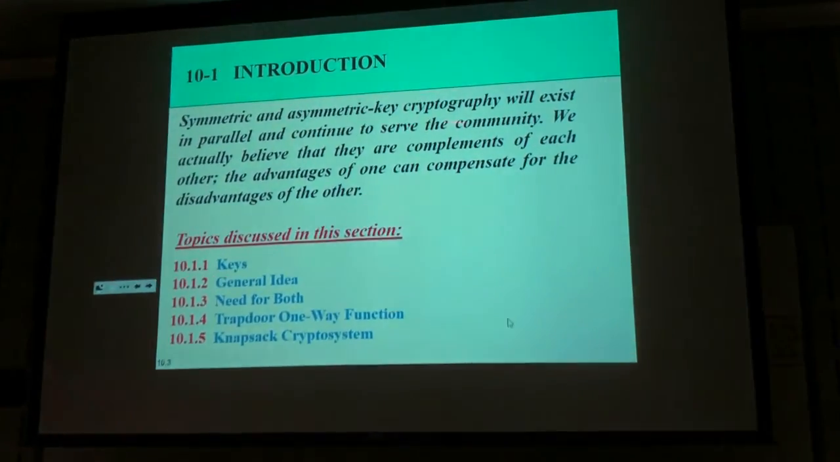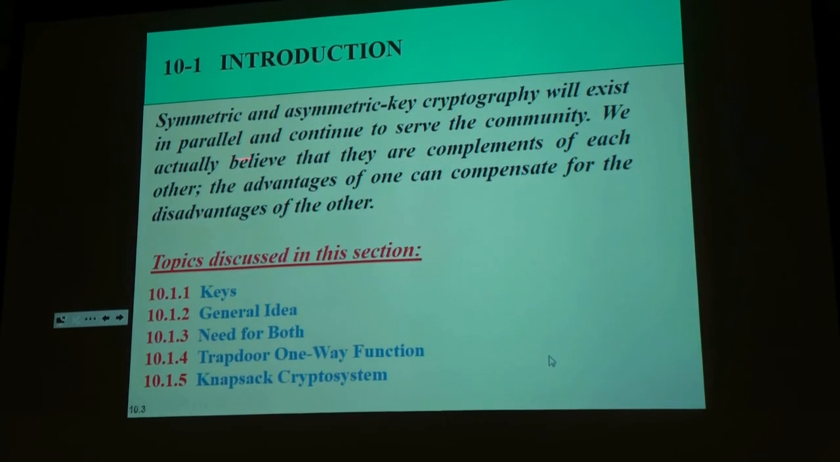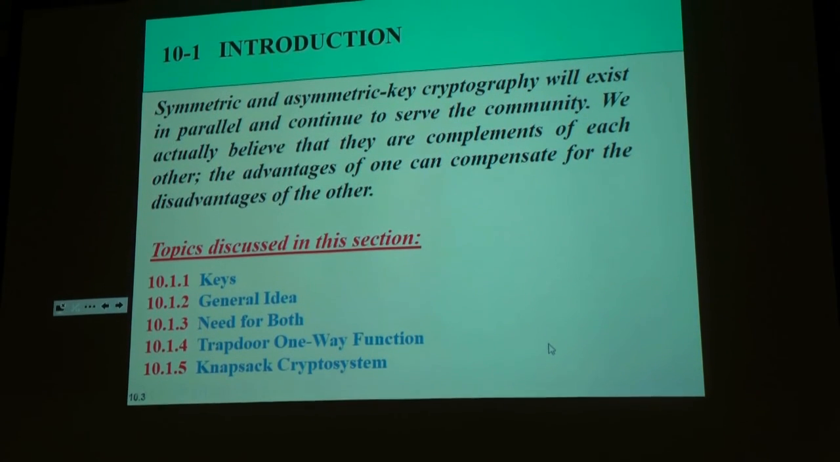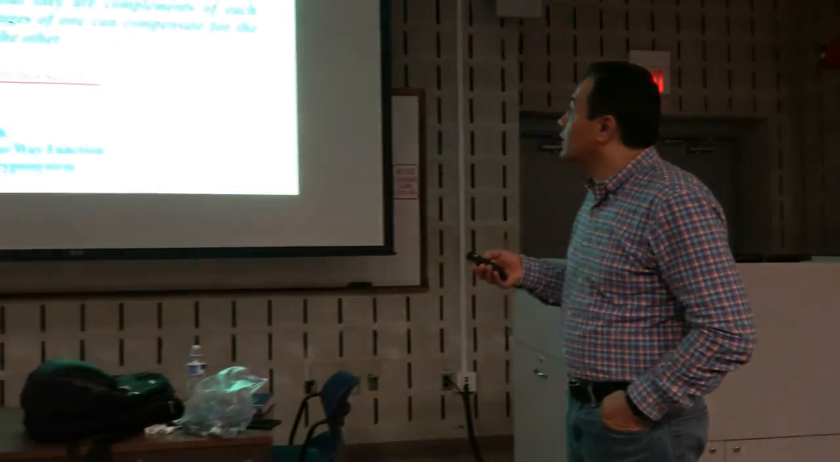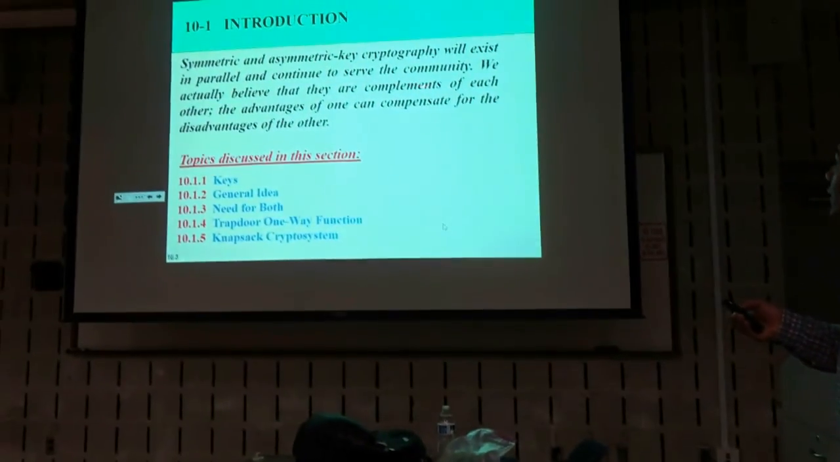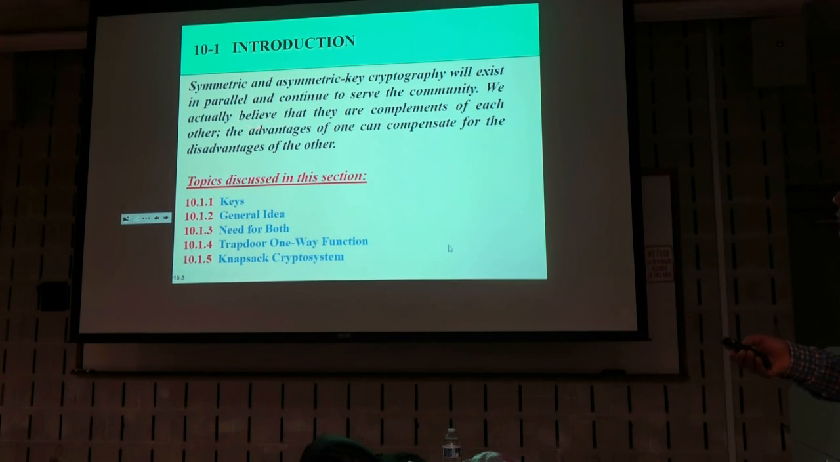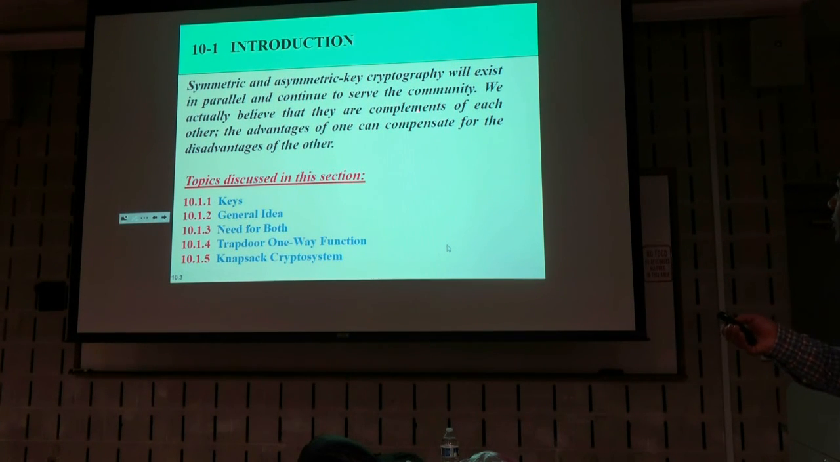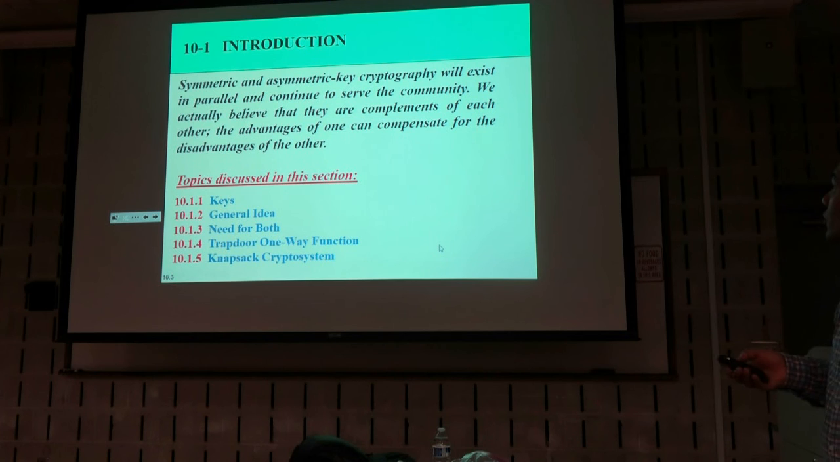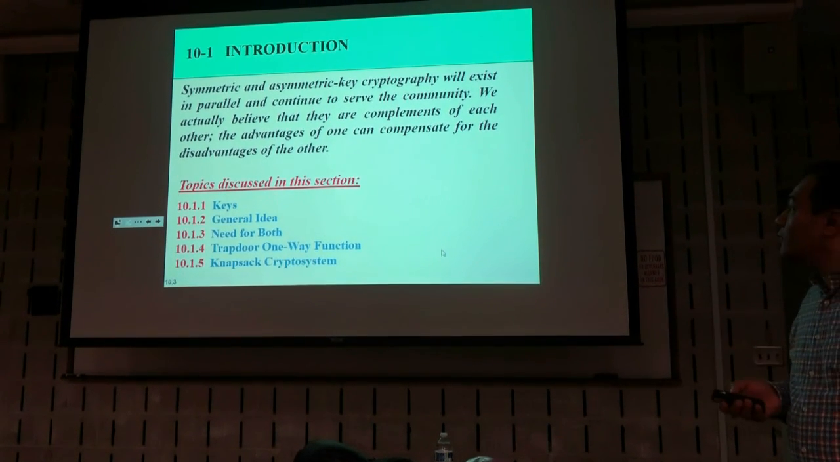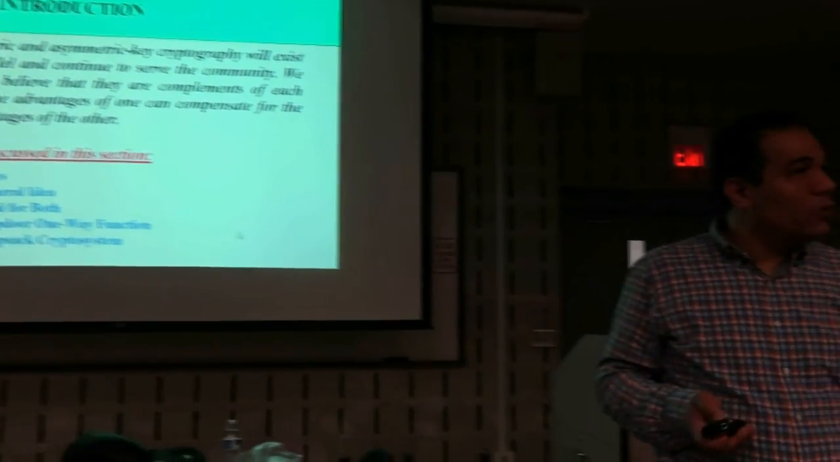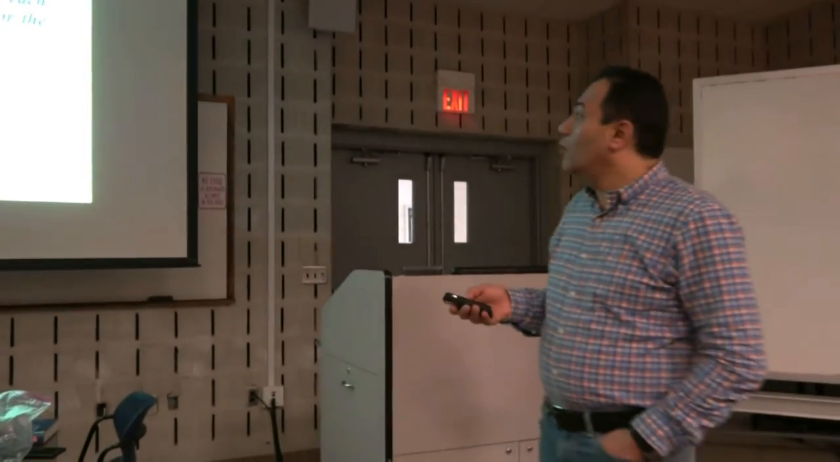Symmetric and asymmetric key cryptography will exist in parallel. There is nothing called old technology and new technology. They exist in parallel and have different applications. We use them all together all the time and continue to serve the community. We actually believe that they complement each other. The advantage of one can compensate for the disadvantage of the other. We'll see that.